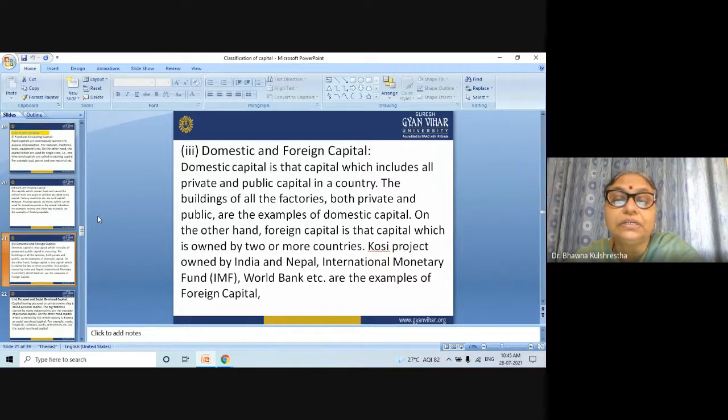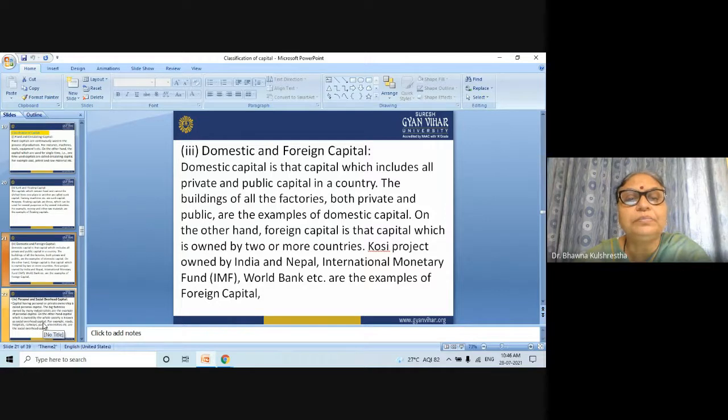These are owned by more countries, with many types of projects in their countries. The Kosi project owned by India and Nepal, the International Monetary Fund, IMF, the World Bank, etc. are examples of foreign capital.